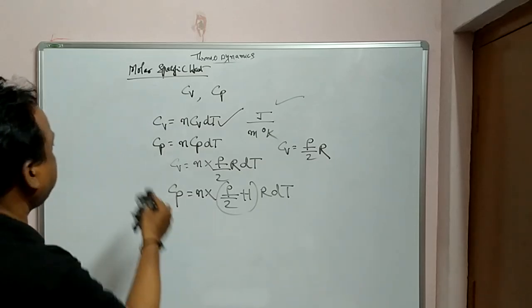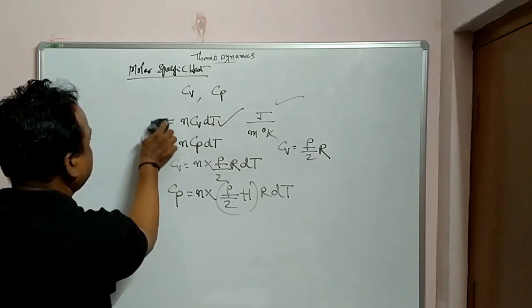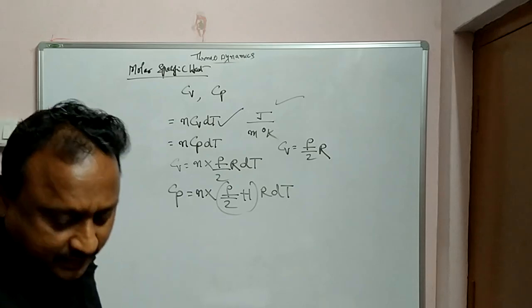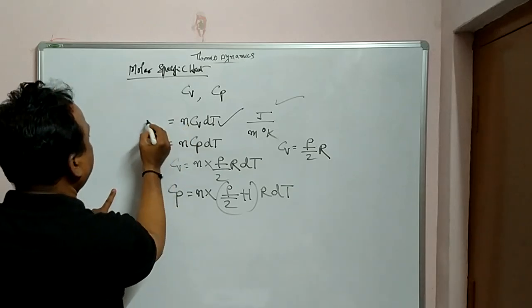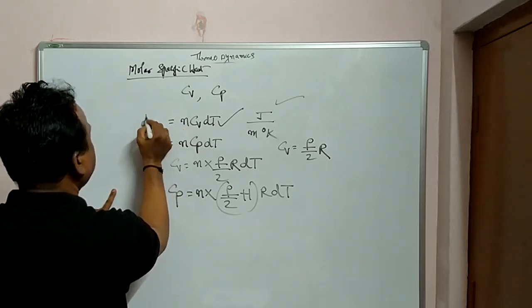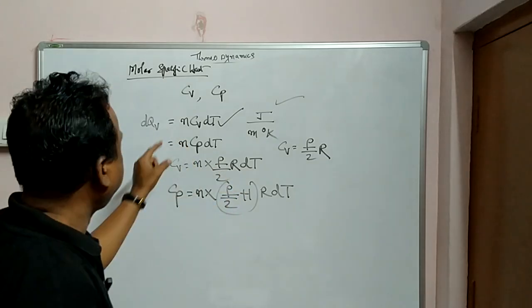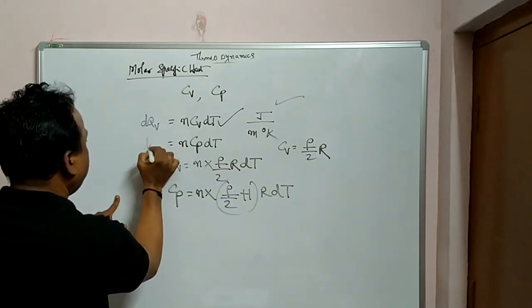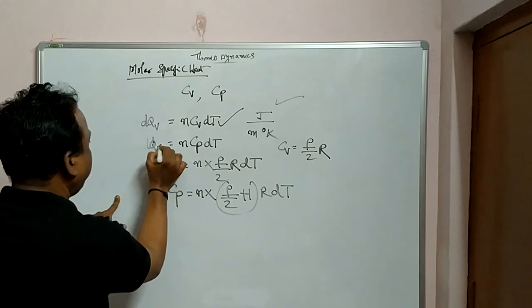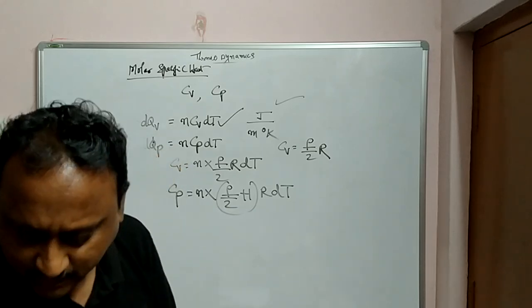A small correction I will give, please. Sorry. This one I can add as dQv, please. Sorry, here small correction: dQp. Okay, small correction I have to do.